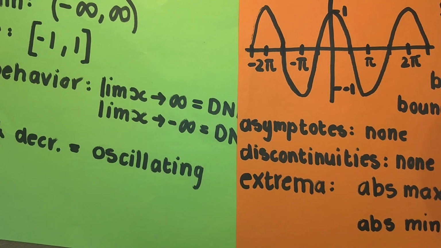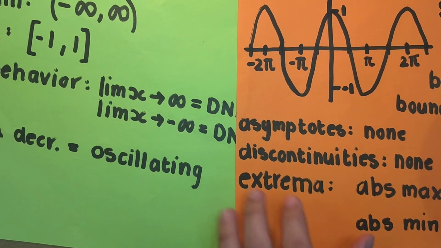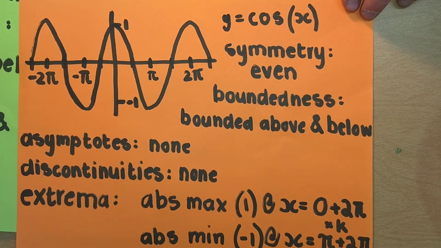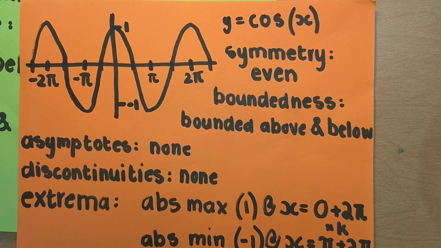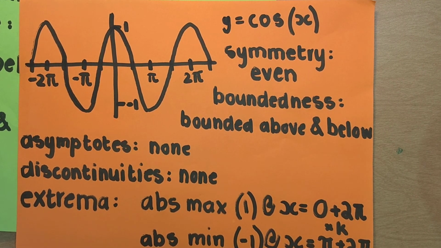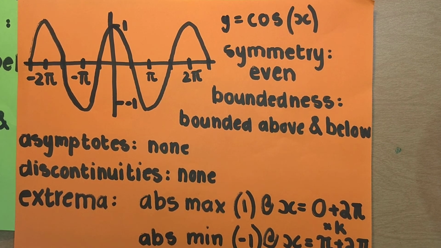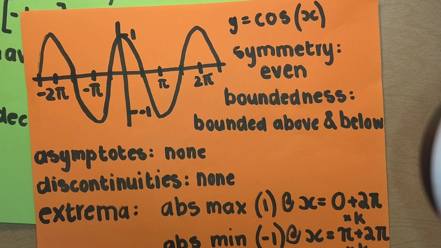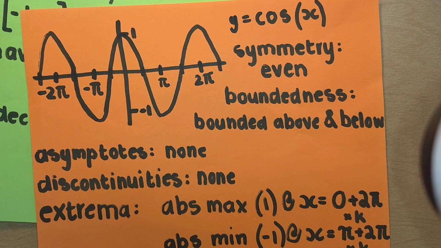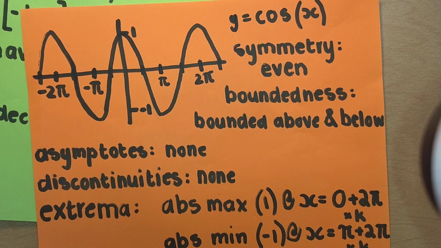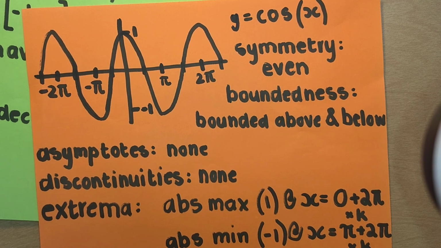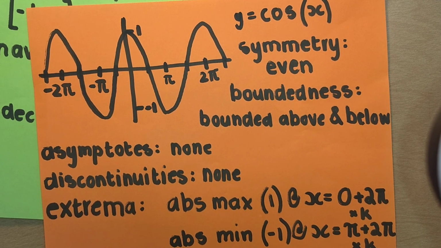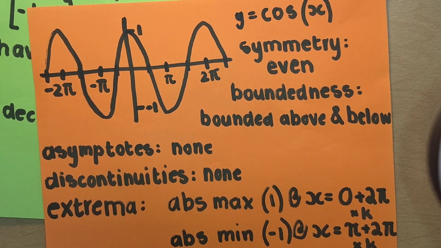Hello. Our equation is y equals cosine of x. Here's the graph of it, and its symmetry is even. This graph is bounded above and below and has no asymptotes. Okay. This graph has no discontinuities, and its absolute max is at x equals 0 plus 2 pi k. Its absolute min is when x equals pi plus 2 pi times k.